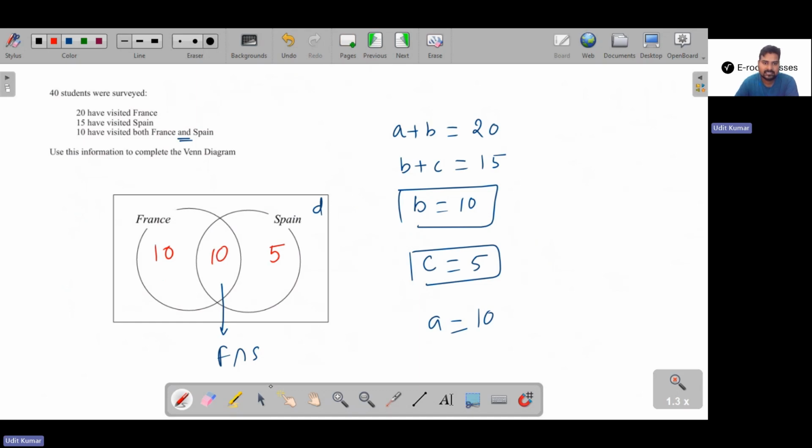So what will be D? It says 40 students were surveyed, right? So A plus B plus C plus D should all be equal to 40. And 10 plus 10 plus 5, A, B, C, the values, which is 25, right? So D will be 40 minus 25, which is 15. This will be your answer.